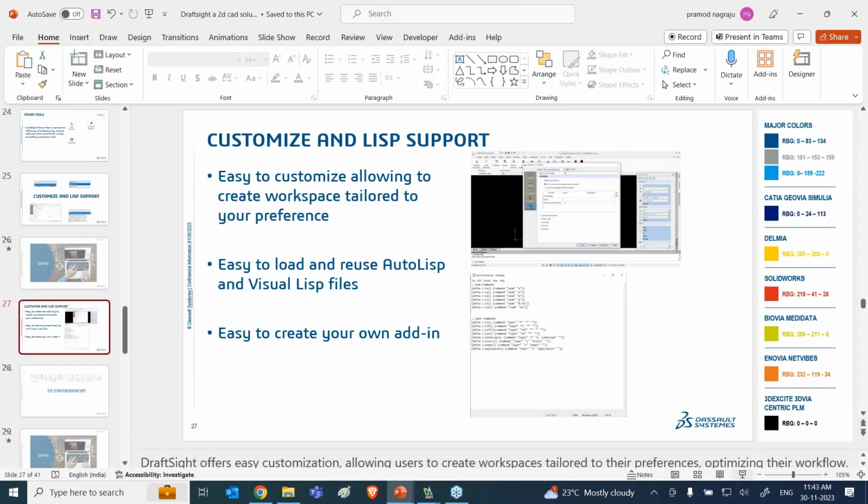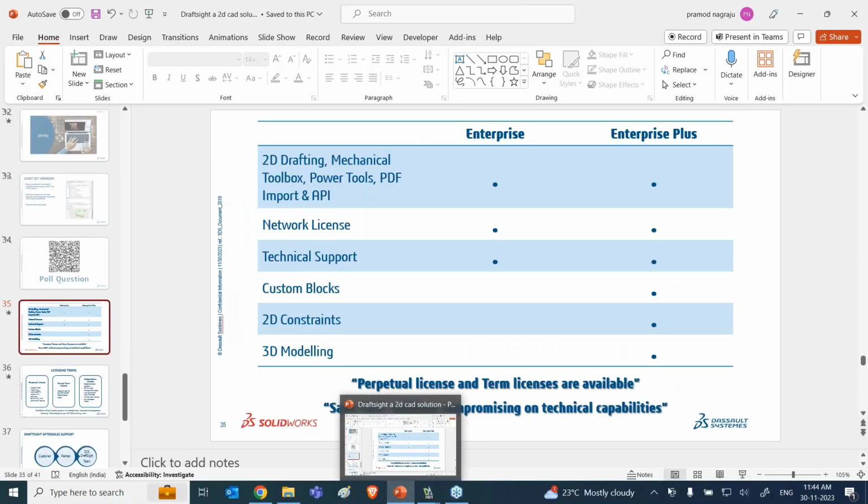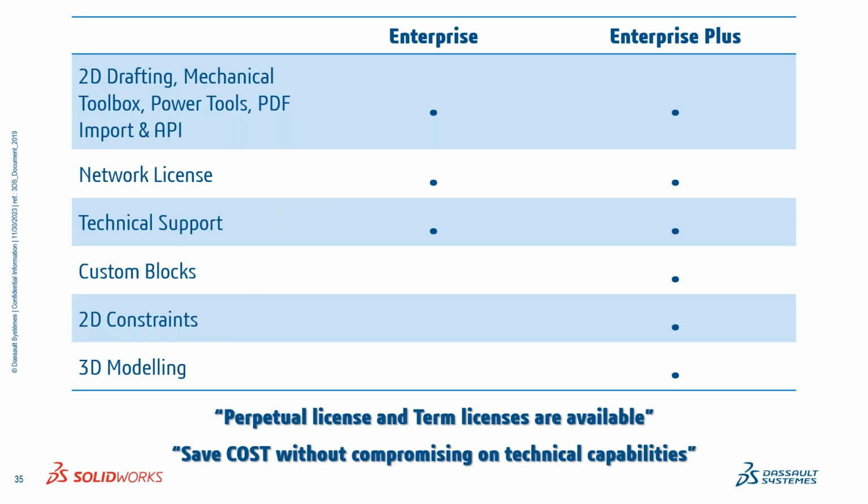So now let us see what different versions of DraftSight are available. DraftSight comes in two flavors: one is the Enterprise and another is the Enterprise Plus version. So what makes Enterprise Plus different from the Enterprise version? The custom blocks which I had mentioned over here, that is by using the pump valve, are going to come only in the Enterprise Plus version and are not available in the Enterprise. And the 2D constraints which I added at the end to make sure the drawing or the profile is stabilized, that 2D constraints tab is going to come only in the Enterprise Plus version and not in the Enterprise.